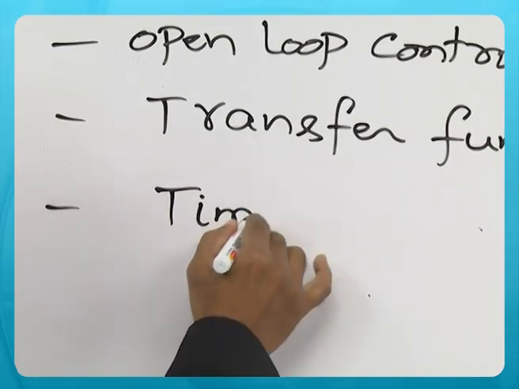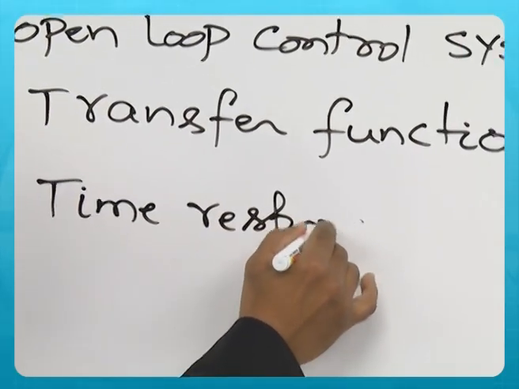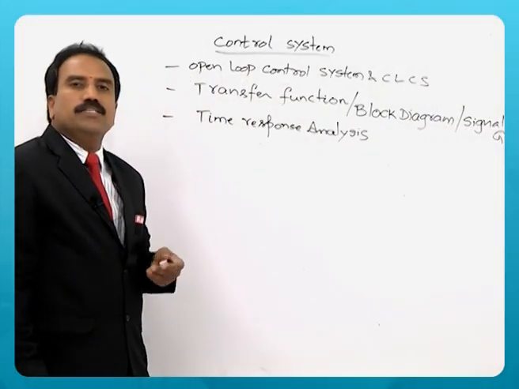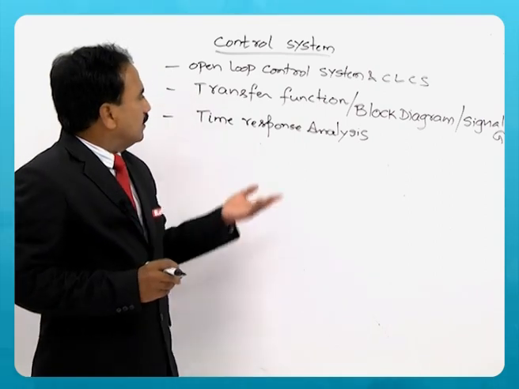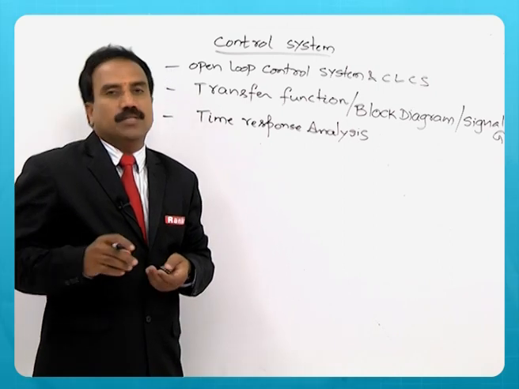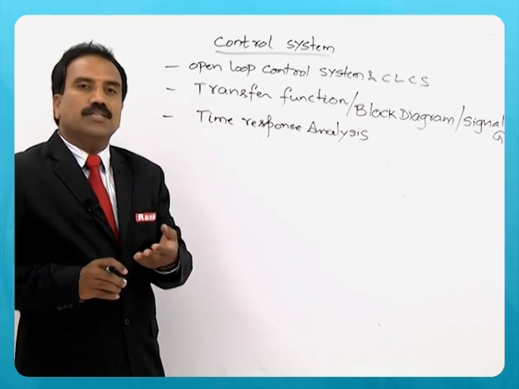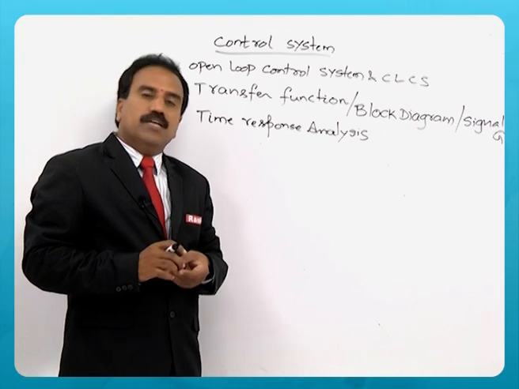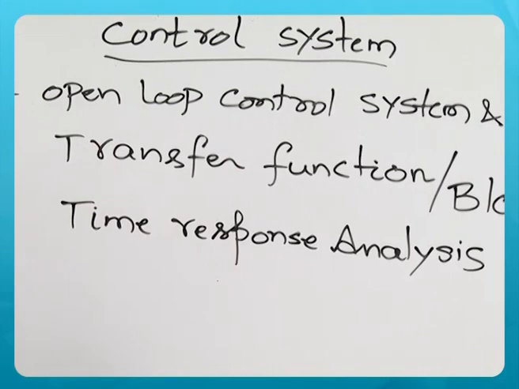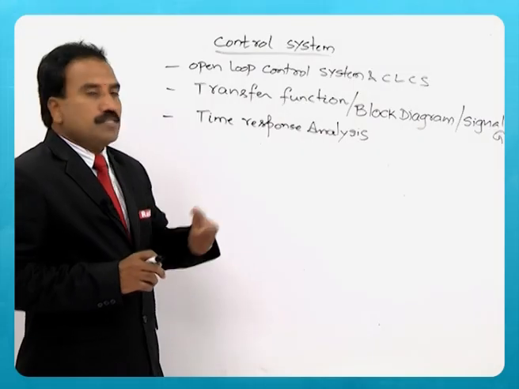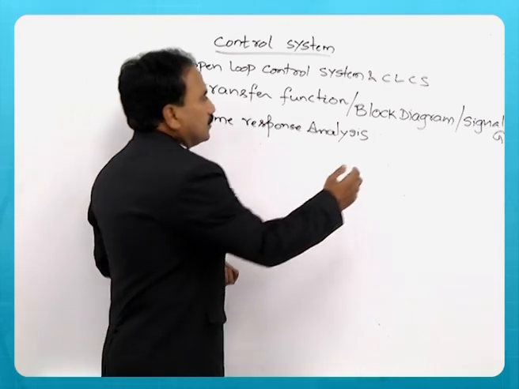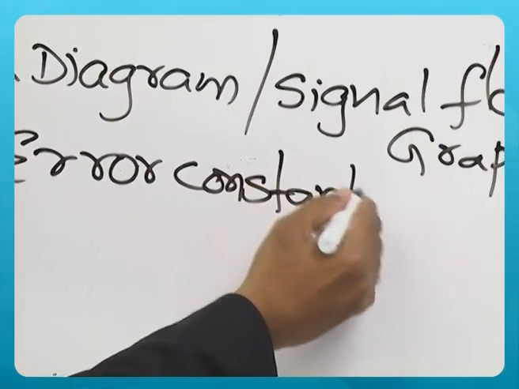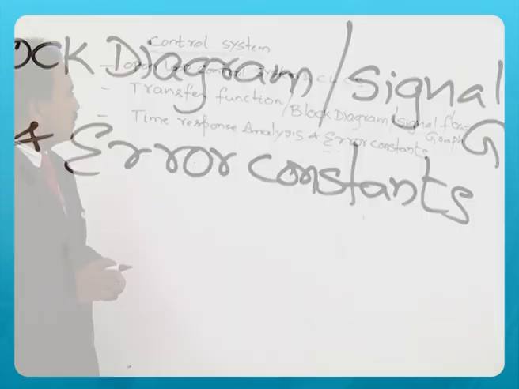Next is time response analysis. A system is excited with certain inputs, and then we see the response with respect to time, which is time response analysis. As I mentioned, analysis is nothing but studying or knowing the characteristics or behavior of the given system. So, I would like to see in time response analysis any system's response with respect to time. This is also one of the important topics that needs to be focused on, along with error constants.